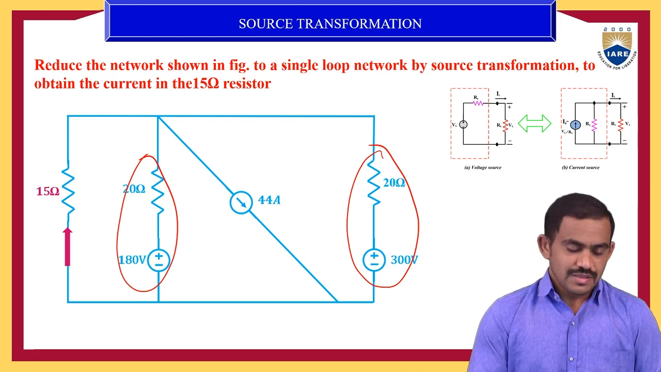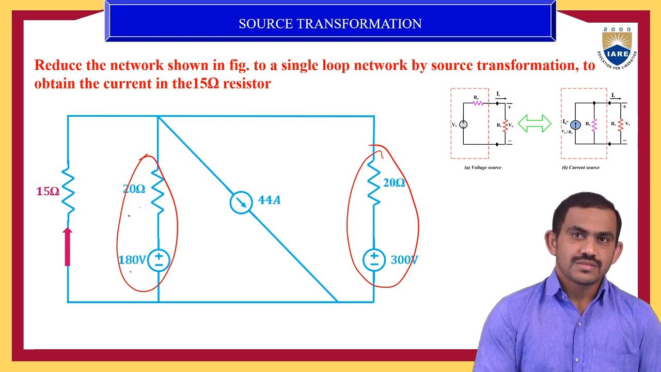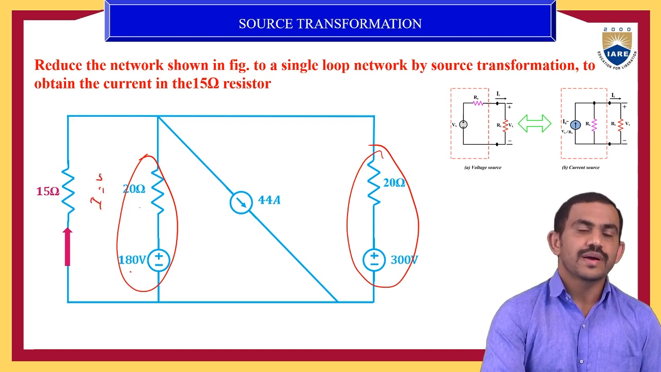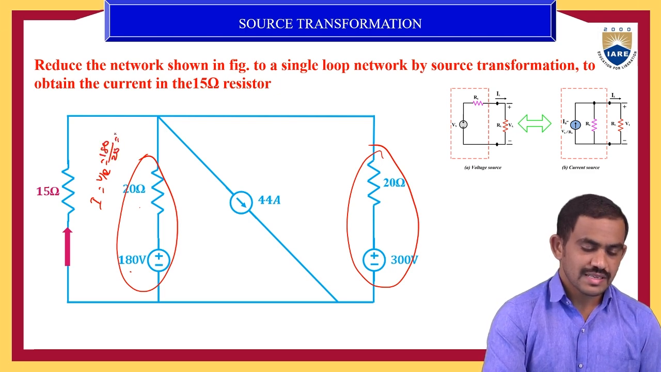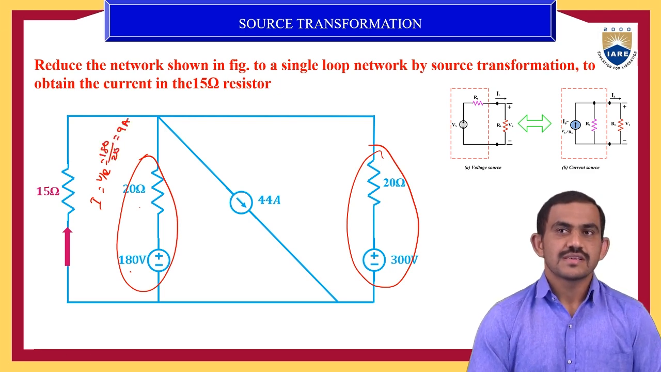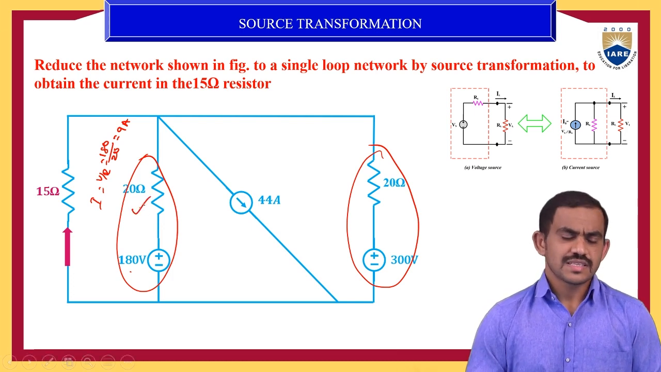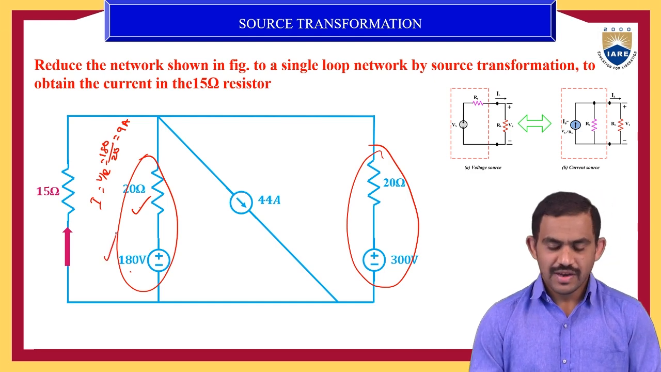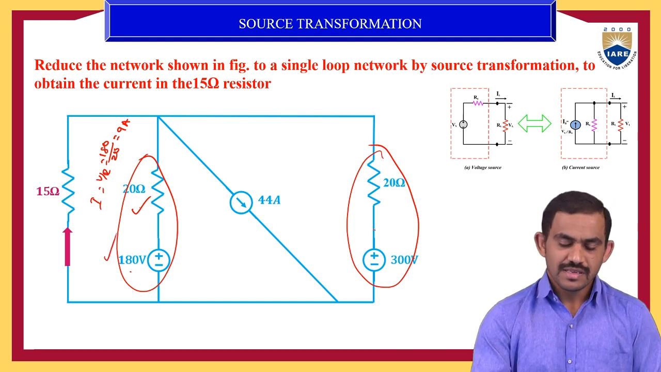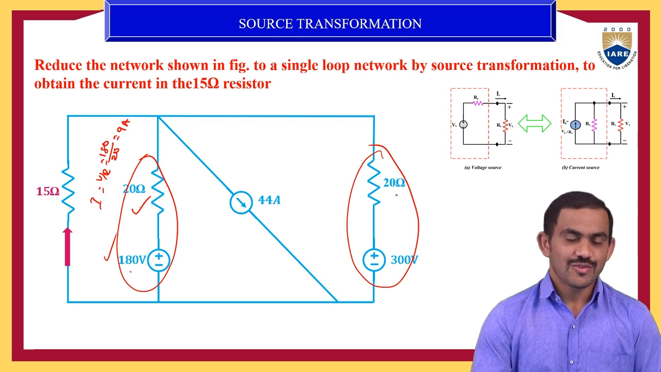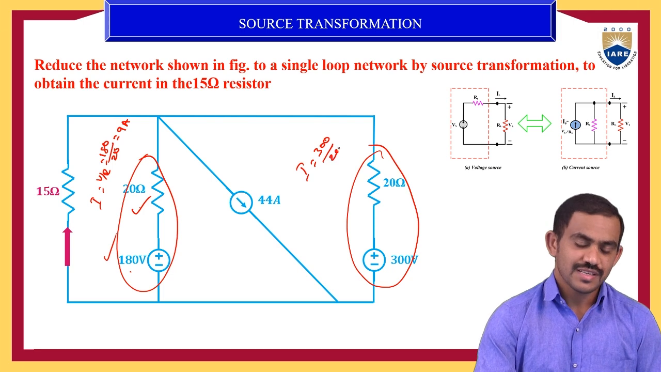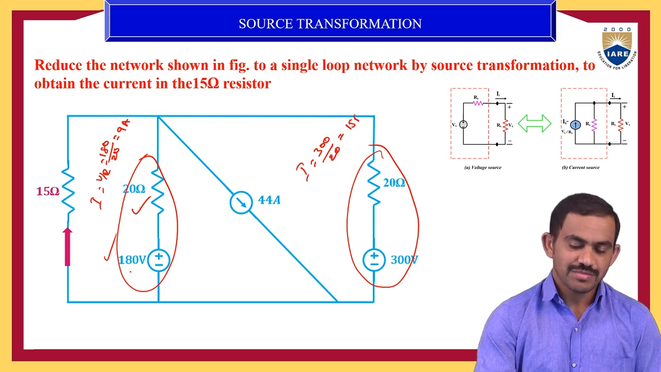Now 180 volts and 20 ohms, I am converting to a current source. That means I equal to V by R. So what is the I value? 180 by 20, you will get 9 amps. The 20 ohms resistor is in parallel with 9 amps. This is what we are converting here. And here we are converting 300 volts and 20 ohms. That means I equal to 300 by 20. How much will you get? 15 amps.